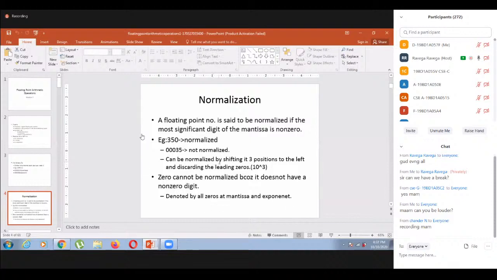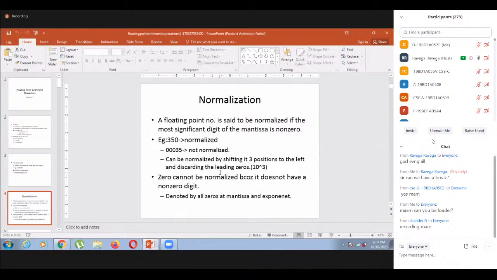How do we remove the most significant 3 digits? By using shifting operations. You can shift 3 positions to the left and discard the result. Then you get the value 35. After the operation, it is represented as m into r to the power of e, that is, 35 into 10 to the power of 3 is the result.